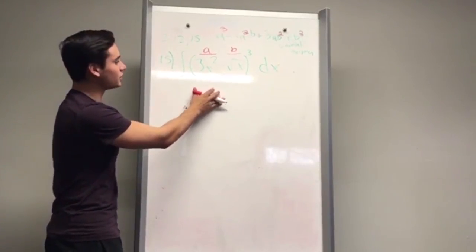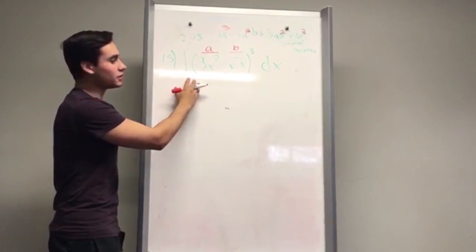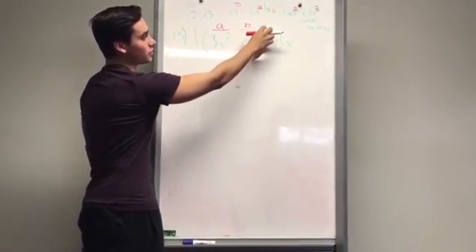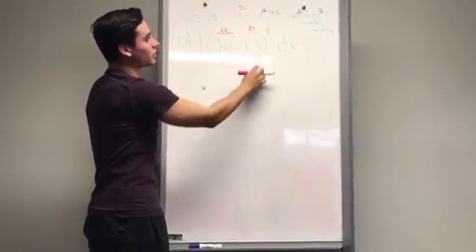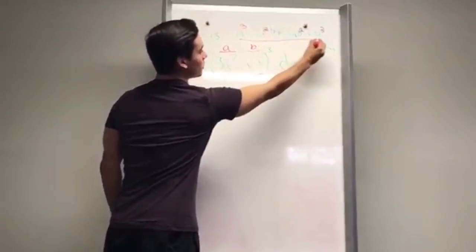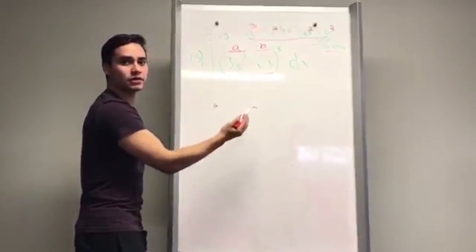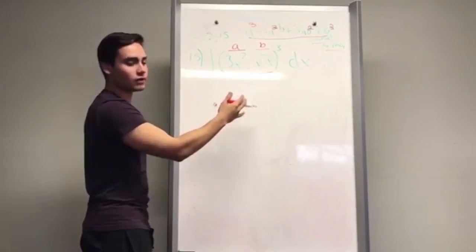We have this problem. It's an integration. And here we can see that there's only one parenthesis, and we see there's a cube here. So we know we have to use this formula, that's the binomial theorem. And we have to expand it, and then we have to get the antiderivative of each term.